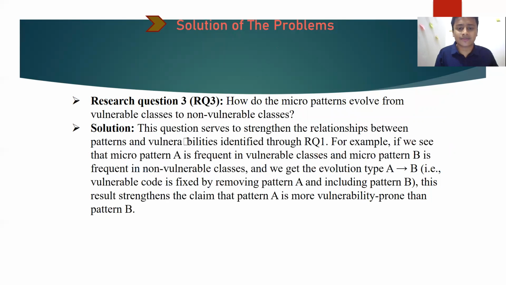The third question from the research paper is, how do the microfeatures evolve from vulnerable classes to non-vulnerable classes? The solution perspective for this question: it is to state the relationship between features and vulnerabilities indicated through question 1. For example, if we see that microfeature A is frequent in vulnerable classes and microfeature B is frequent in non-vulnerable classes, and we get the evolution type A to B, this result supports the claim that feature A is more vulnerability prone than feature B.